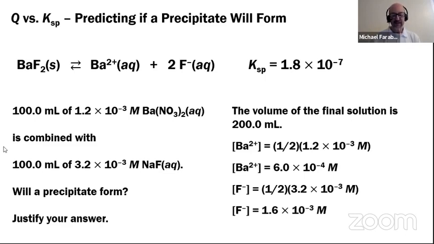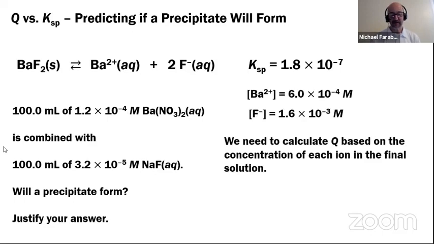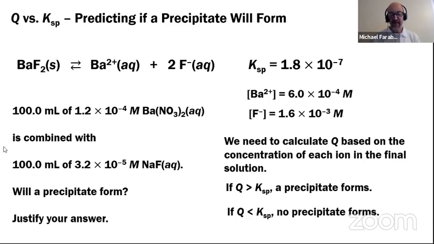Well, now that we have our concentration of barium and fluoride in this final solution, we still don't know whether a precipitate would form or not. We have to do a Q versus K comparison. Let's plug in these values for the concentration of barium and fluoride into the KSP expression and see what happens. Now, if the Q is greater than the KSP, then we have exceeded the solubility, and we're definitely going to get a precipitate. If the Q is less than the KSP, then we have not reached the saturation point yet, and no precipitate would form.